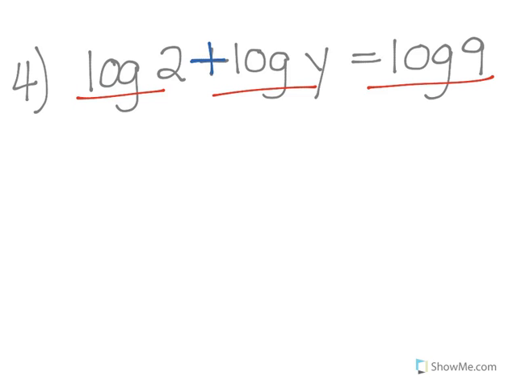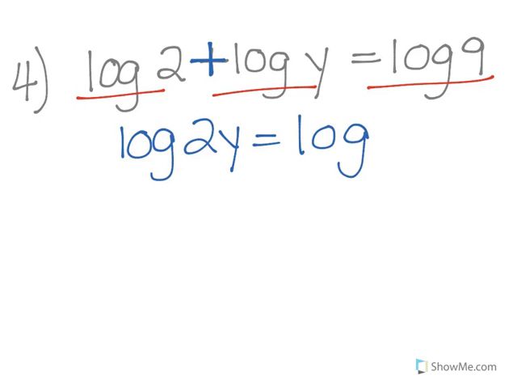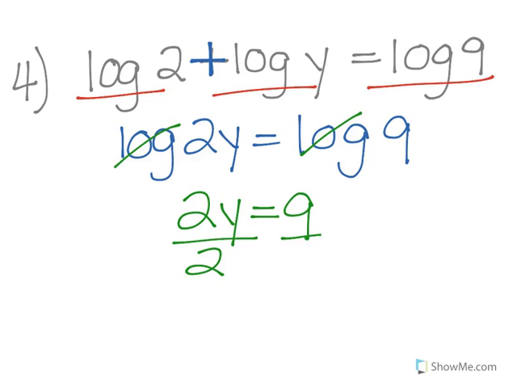So since they are being added, we are going to multiply and have log of 2y equal to log of 9. So now I have a log, both base 10, a single log on the left and a single log on the right. So now I can apply the one-to-one property and say, okay, well 2y equals 9. I'm going to divide by 2, and y equals 9 halves. Plug this in, it works. This is our final answer.